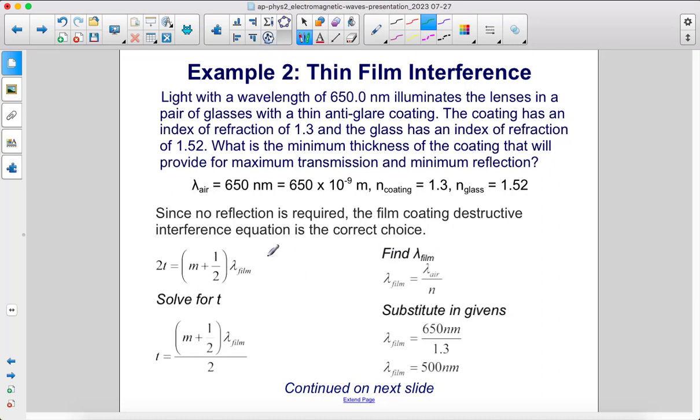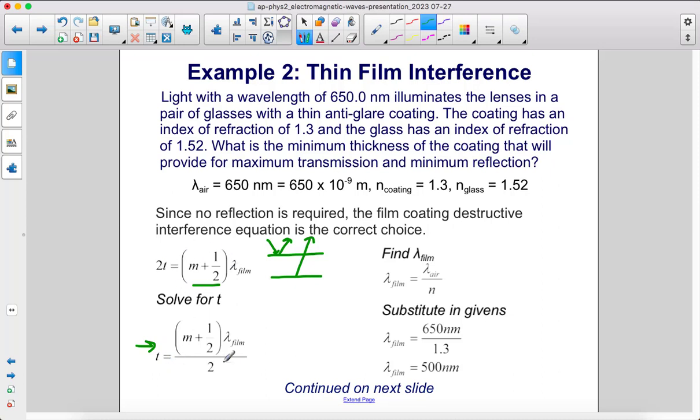So if we have case 1, where we have the light coming into a slower medium and then bouncing off an even slower medium, we're going to have the phase shift in this ray. We're also going to have the phase shift from this ray. So in order to get them out of phase, we need m plus 1/2 in here so that they will then shift and lead to no reflection. So that's why we use this version.